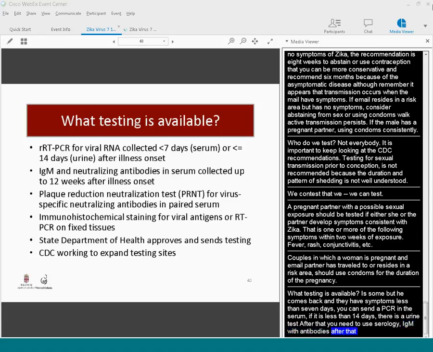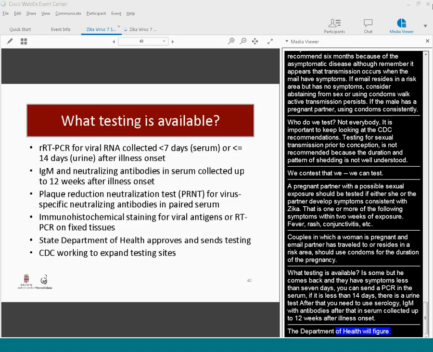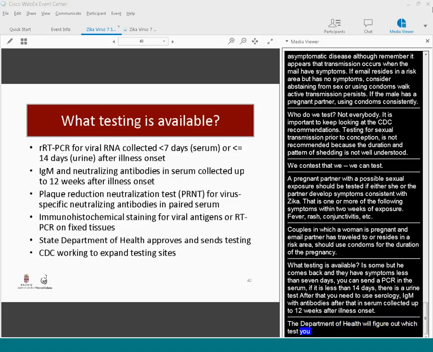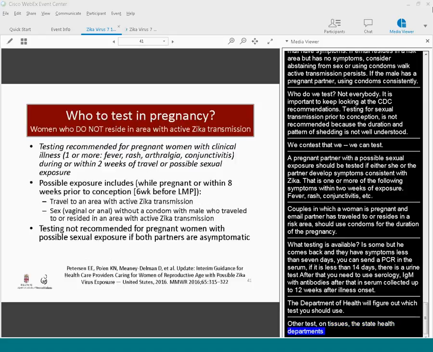And the Department of Health in your state is going to be helping figure out which test to send, and so you'll be in contact with them if you are considering Zika testing. They do have to approve it. There's other testing we have the ability to do on tissues, such as placenta. Again, the state health departments approve and send testing, so working very closely with your state health department is important. The CDC is working to expand testing sites, and so there'll be more to come on that as well.